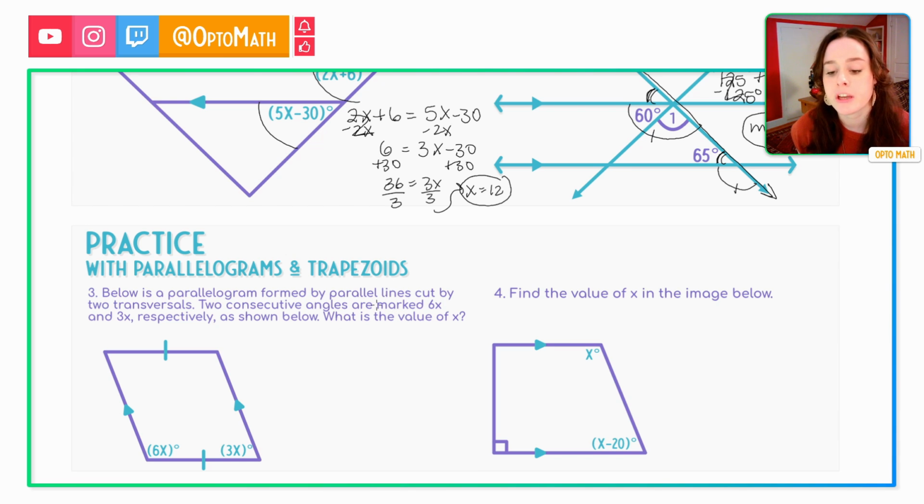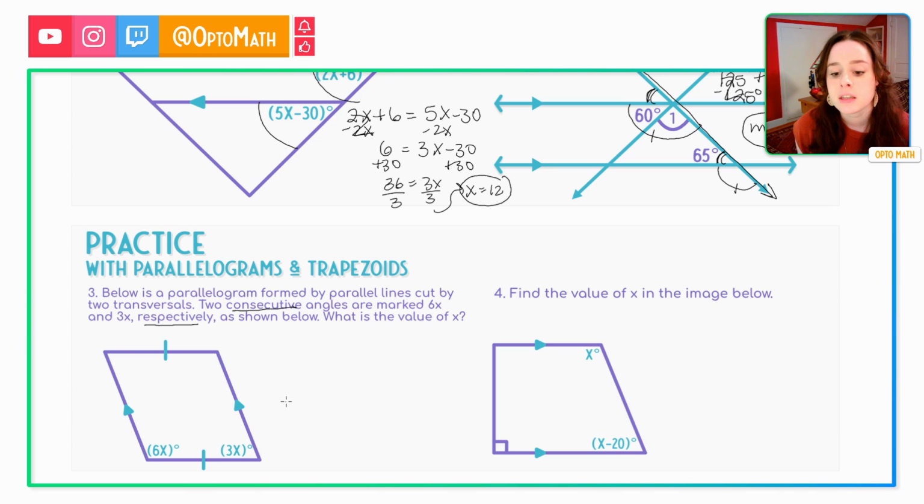I do want to make sure we understand what the word consecutive means. Consecutive just means one after the other. So 3x comes right after 6x. They're also adjacent, so that kind of goes together. And respectively just means in the order that is listed. So 6x and 3x, well, 6x is listed first, then 3x, and 6x comes before 3x in our picture. So that's all that means.